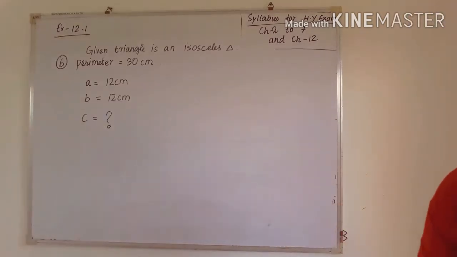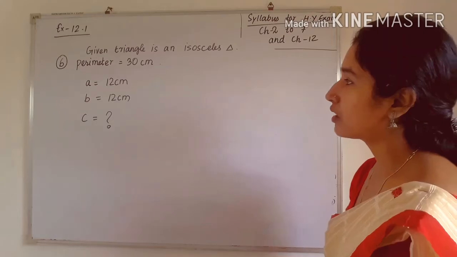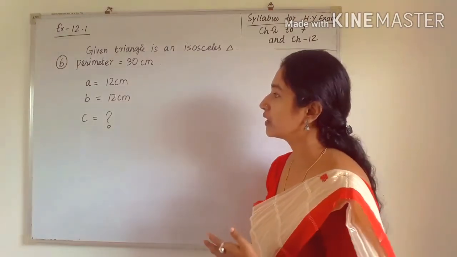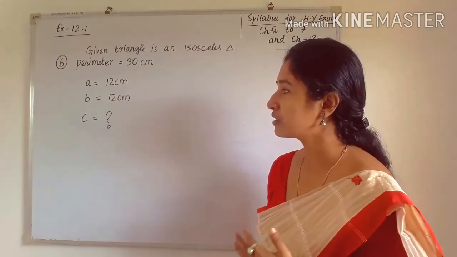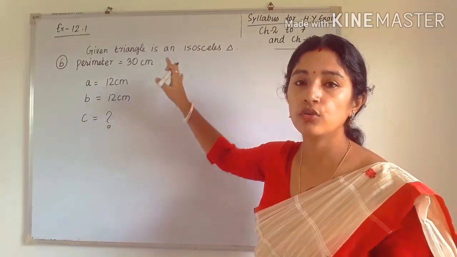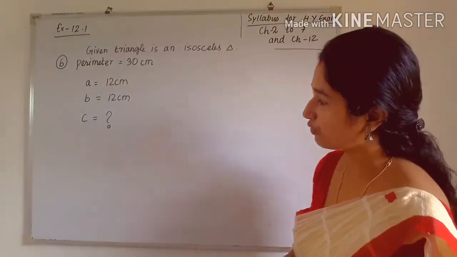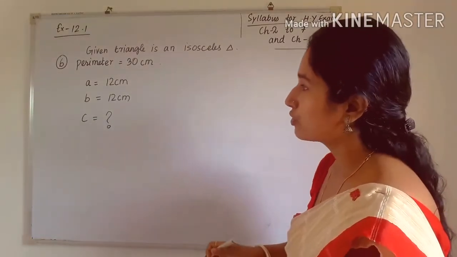So see students, next question is number 6. I am not going to do this. I am just giving you the hints how to do it. See, perimeter is given, 30 centimeter, and 2 of its sides are the same because this triangle is an isosceles triangle. Okay, you know that an isosceles triangle has 2 equal sides. Okay, so you have to find first of all the third side. So how to find it?